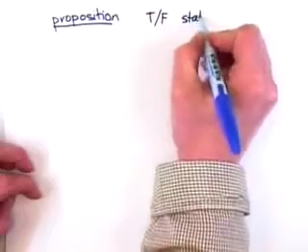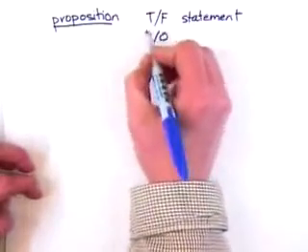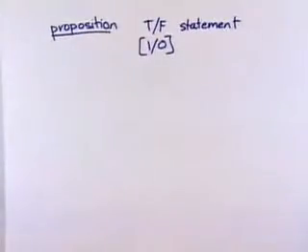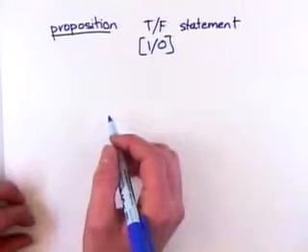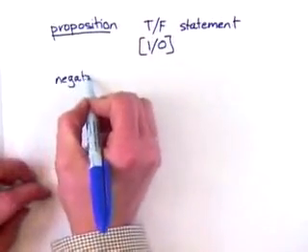So let me just review what we did today. I'll just make a list, so you know what you need to remember. We talked about a proposition. This is a true or false statement. Then we said that true was a 1 and false a 0, so when we make a truth table, we're going to use 1s and 0s.